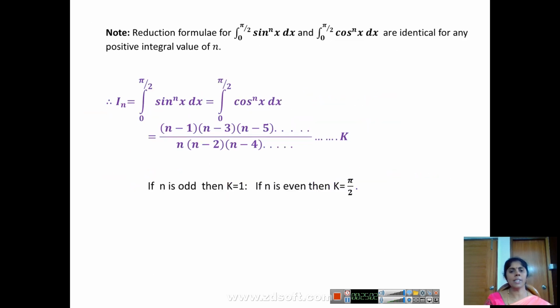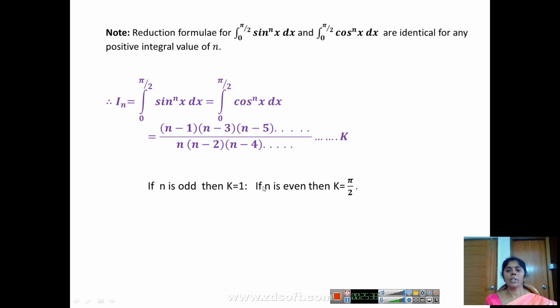For I1, which is an odd term, it leads to 1, because the integral from 0 to pi by 2 of cos x dx is nothing but sine x from 0 to pi by 2. If I substitute the limits, I get sine pi by 2 minus sine 0. Sine pi by 2 is 1, sine 0 is 0. So it is the value 1.